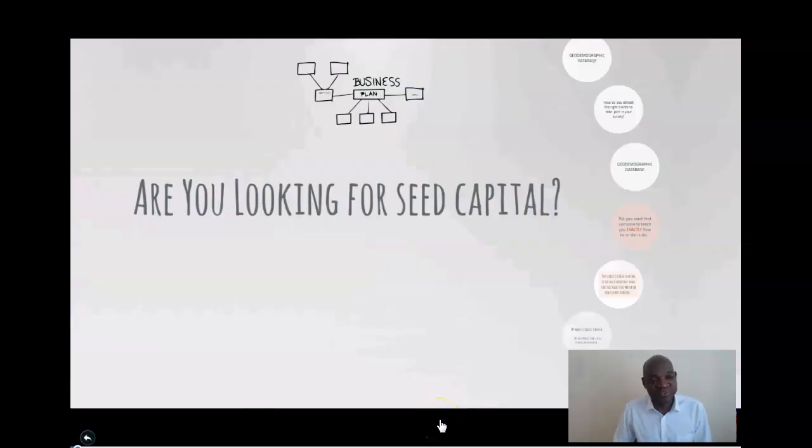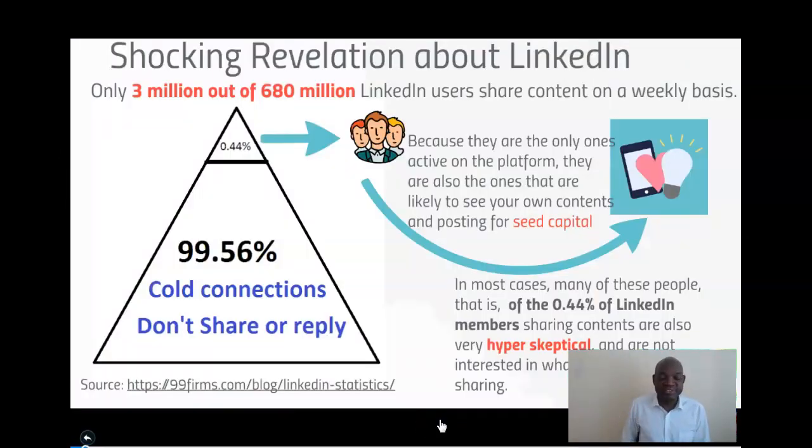So if you are serious, you are really looking for seed capital, let's start by looking at some of the shocking revelations I found about LinkedIn. Only 3 million out of 680 million LinkedIn users share content on a weekly basis. So the implication of this is that only 0.4% of LinkedIn members share content.